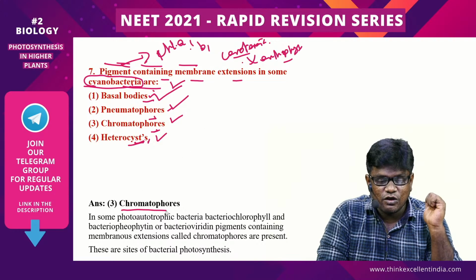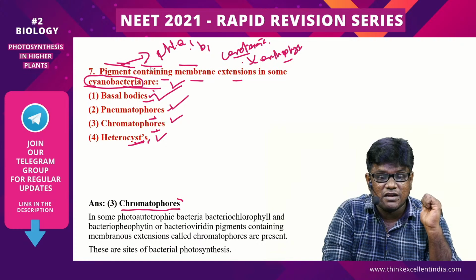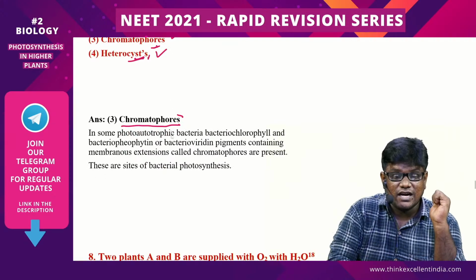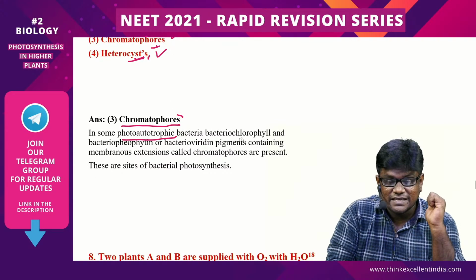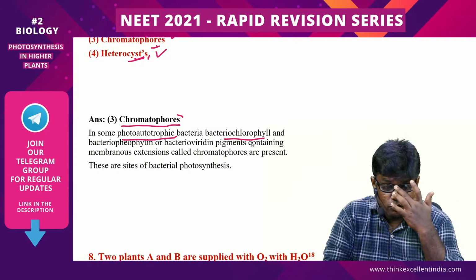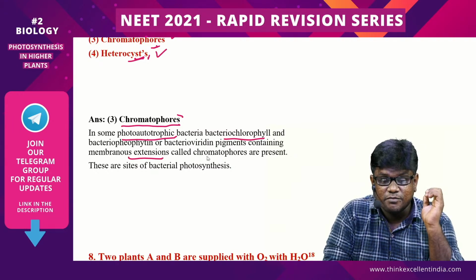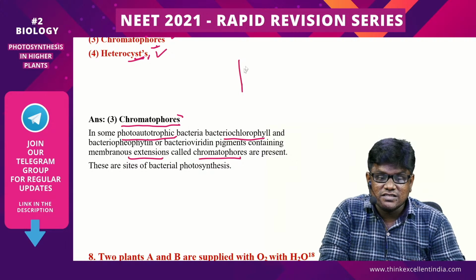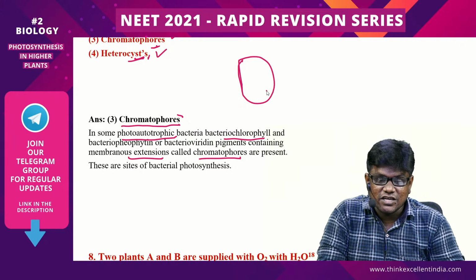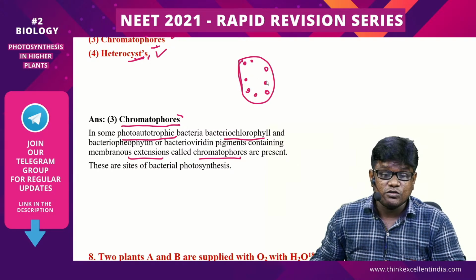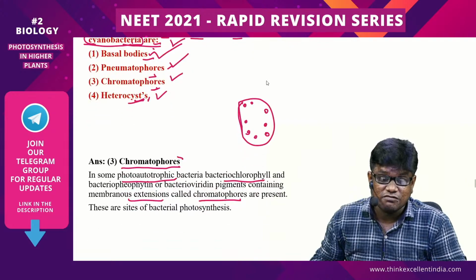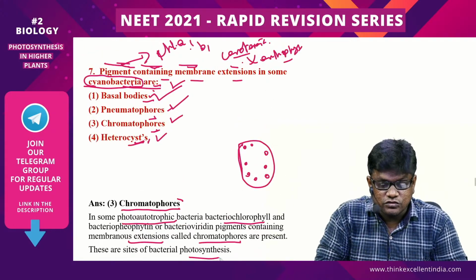So the chromatophores also give you clear information here: the pigment-containing membrane extensions in some cyanobacteria, because photoautotrophic bacteria possess chlorophyll, and that chlorophyll gives you the extension. Consider a cyanobacterium doing this, and in the cytoplasm region you can see the chromatophores like this. The chromatophores will be present, and they are responsible for starting the photosynthetic process.